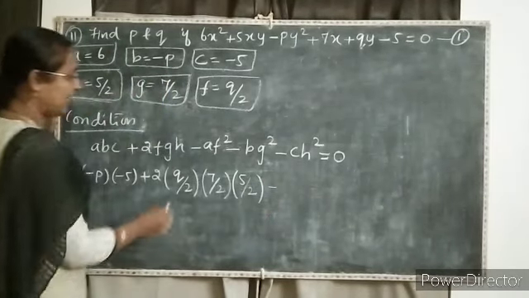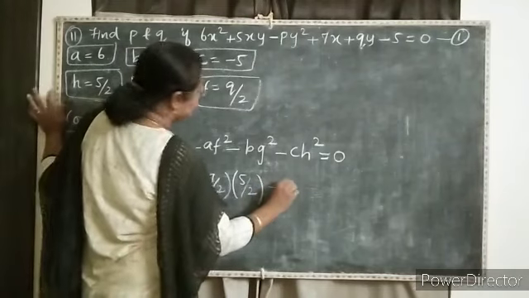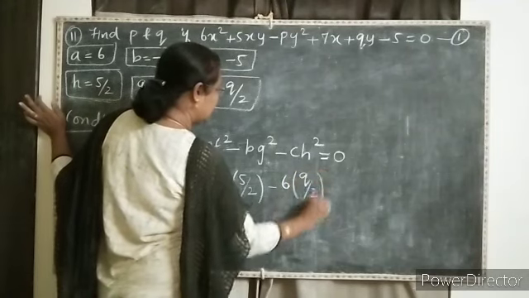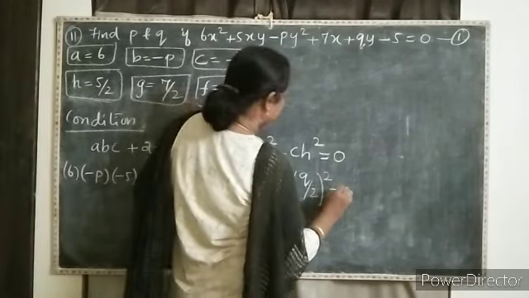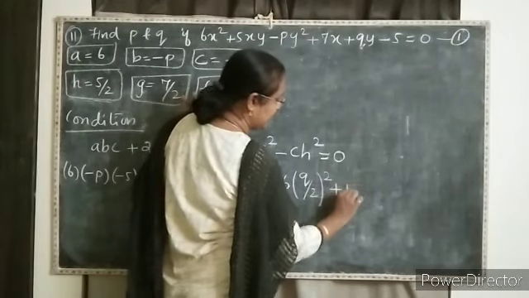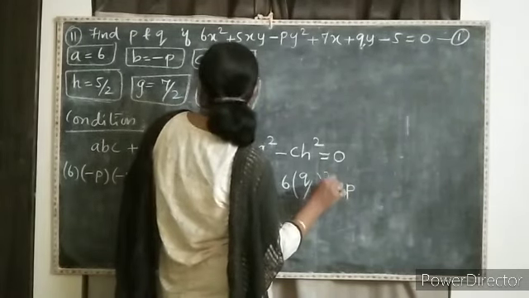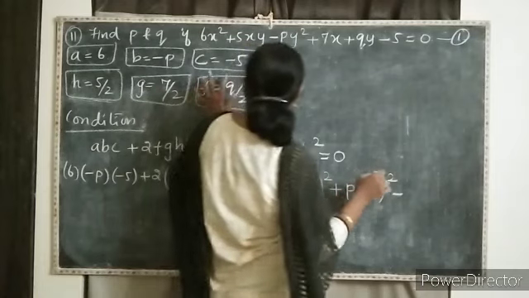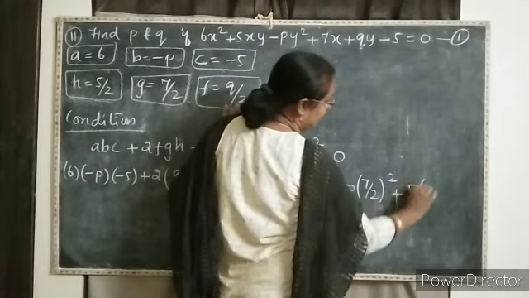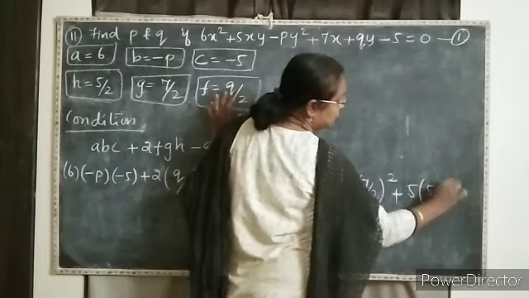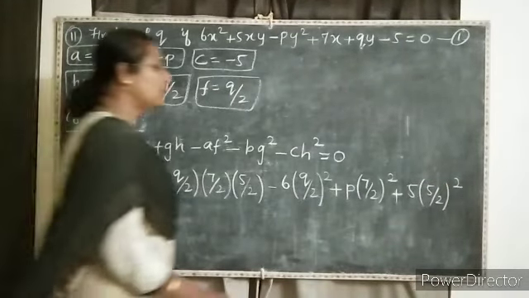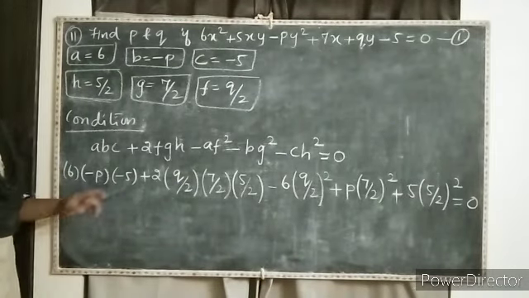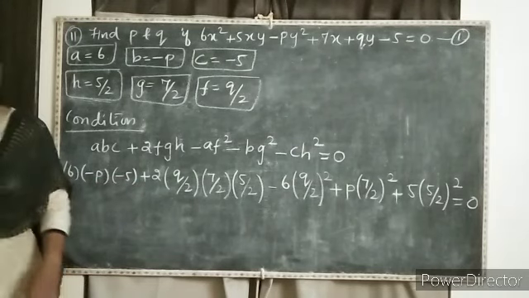Now minus a f squared. The a value is 6 into the f value, q divided by 2, the whole square, minus b g squared. The b value is minus p, so minus into minus becomes plus p into the g value, 7 by 2 the whole square, minus c h squared. The c value is minus 5, again it will become plus 5 into the h value, 5 by 2 the whole square, is equal to 0. Now I am going to simplify all these terms and find the value of q.